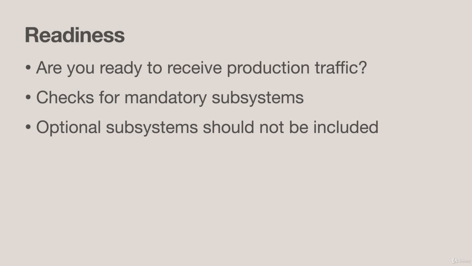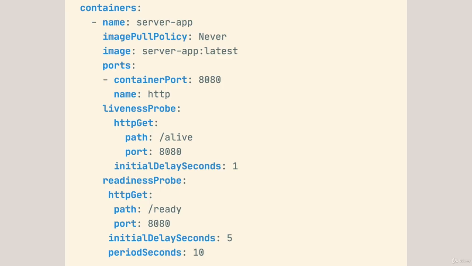In the auditing example that I just gave, it might be mandatory in your company to do that auditing to serve your customers. And if so, you would also include the connection to Kafka as part of your readiness check. Liveness and readiness checks are defined inside your deployment YAML in the containers section.